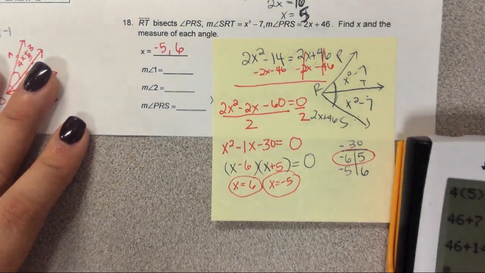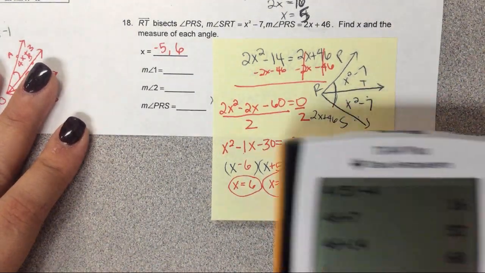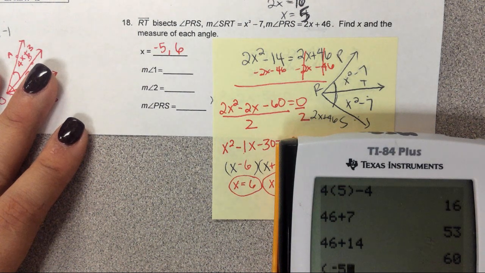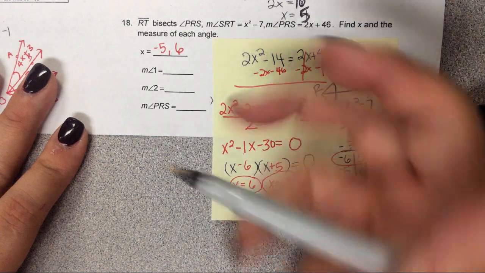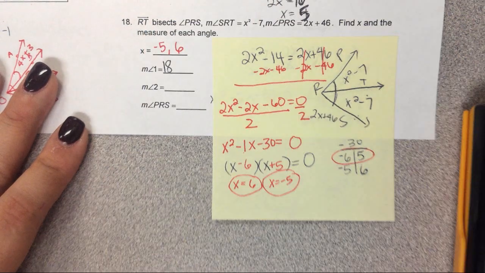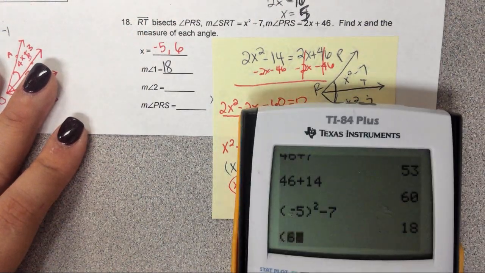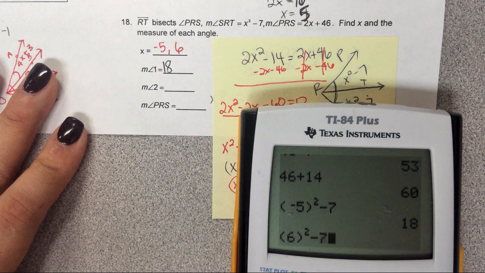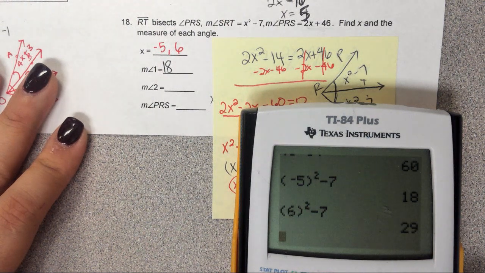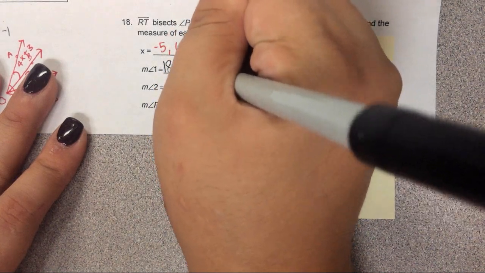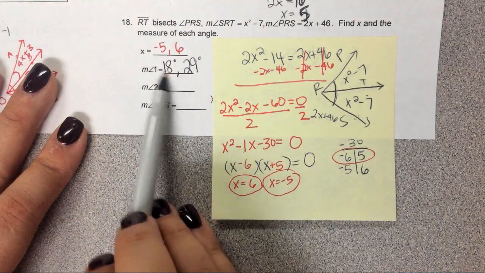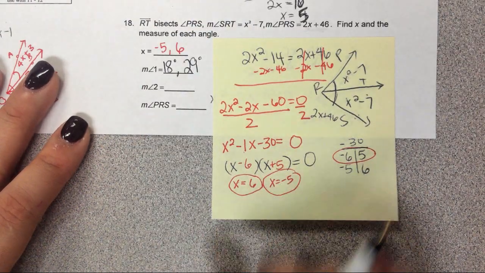So for angle 1, that was x squared minus 7. So I'm going to do negative 5 squared minus 7. What does that give me? 18. Now I'm going to do the same thing with my 6. And I get 29. So this one has 2 answers. Since they're both positive, I can keep both x's. If one of them were to give me a negative, I would just cross it out.